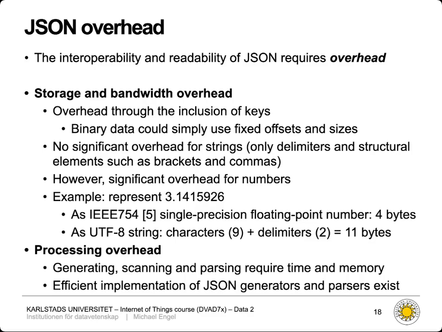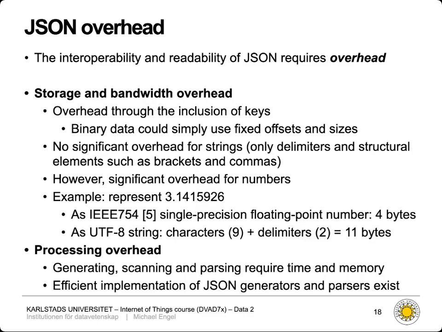But of course, we have more overhead because now we have a structure to parse, we have keys, which have to be transmitted along with the values, and so on. So JSON implies a storage and bandwidth overhead, for example through the inclusion of keys and also the structuring characters like brackets and commas, whereas binary data could simply use fixed offsets in a data packet. So we'd say whatever temperature is always at byte 3 of our payload, and at byte 4 there's some other information, without indicating any separators between the data.